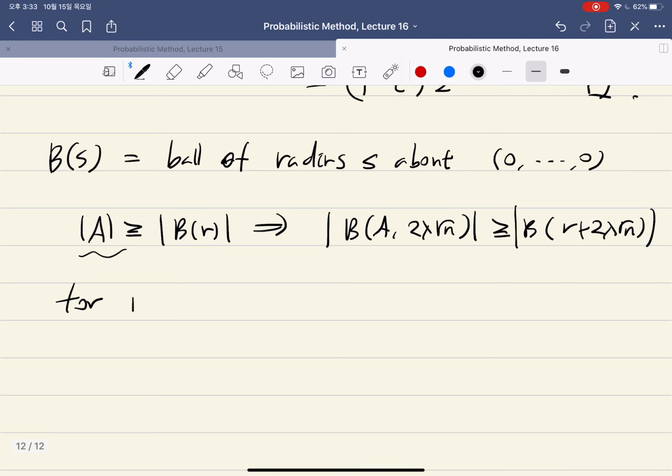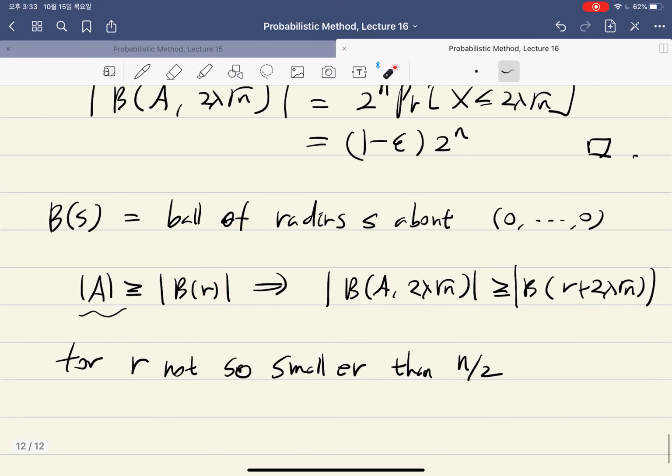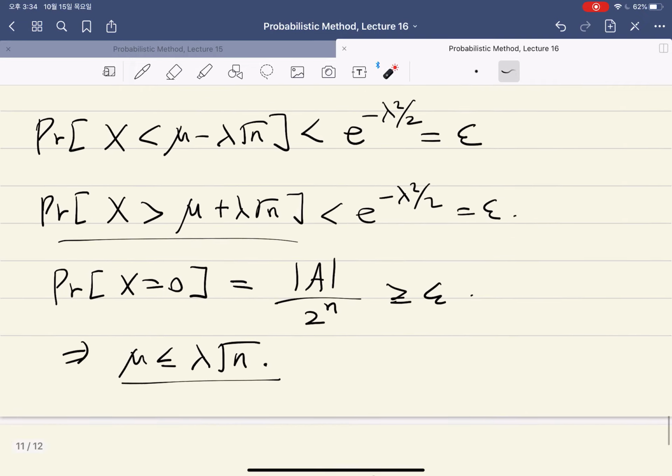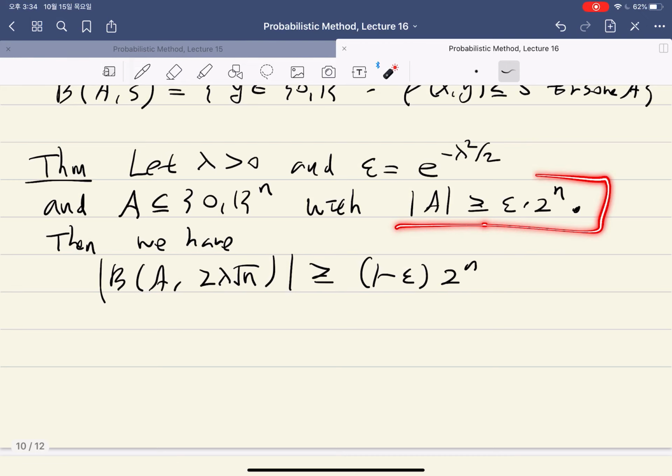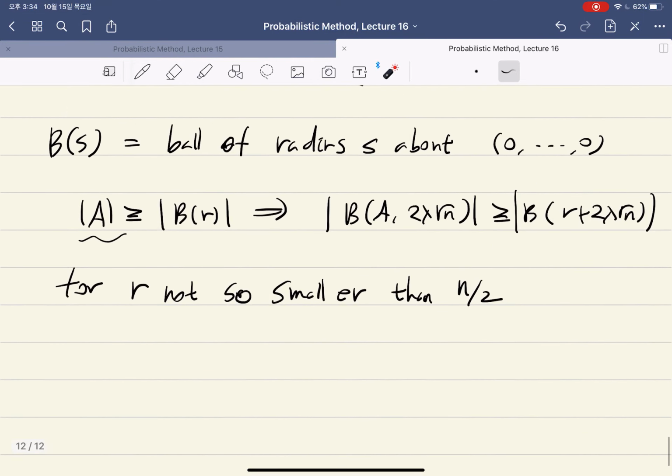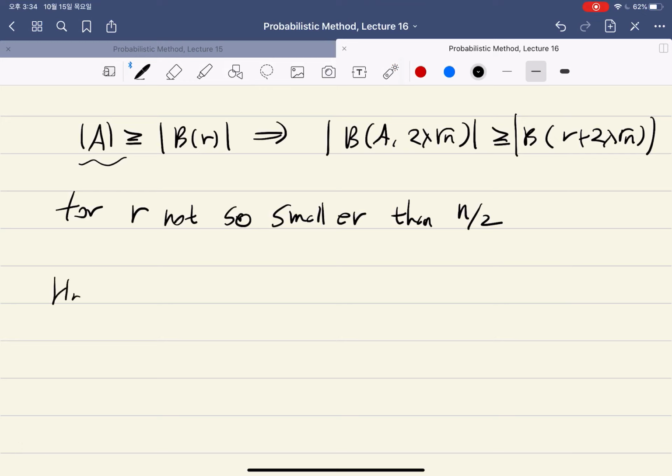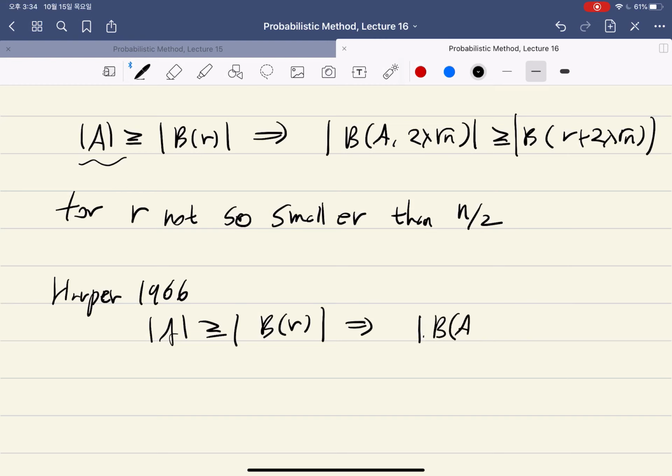For, say, r not so much smaller than n over 2. Because when r is close to n over 2, this has size half times 2 to the n, and it's a bit smaller than that, we can ensure this inequality. But if it is much smaller than that, then we cannot really ensure that. So this theorem implies that. But it is known, actually, by Harper, that it is true in general, for all r and s.